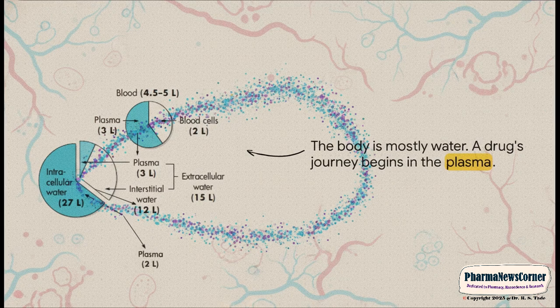For a typical 70-kilogram person, that's about 42 liters of water. The drug's journey starts in this tiny little 3-liter puddle of plasma. And from this central hub, it has to find its way out into the fluid that surrounds our cells, and then, hopefully, inside the cells themselves.